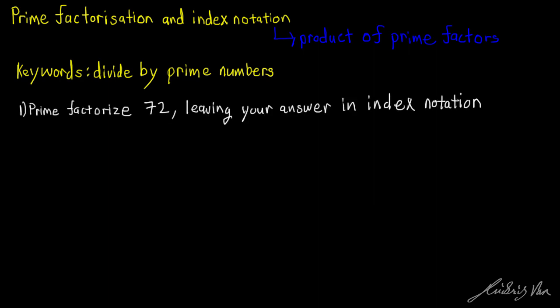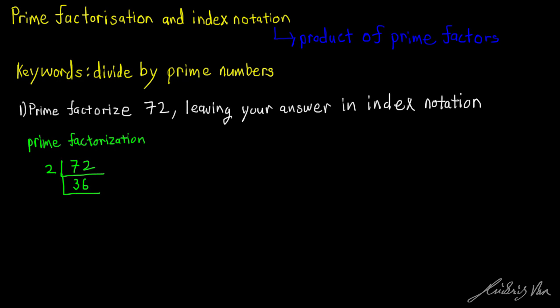A typical question will look like this. Prime factorize 72, leaving your answer in index notation. Let me start off with the prime factorization part of the question. When we do prime factorization, we take 72 and divide it by the smallest prime number. And in this case, it is 2. So we divide by 2.